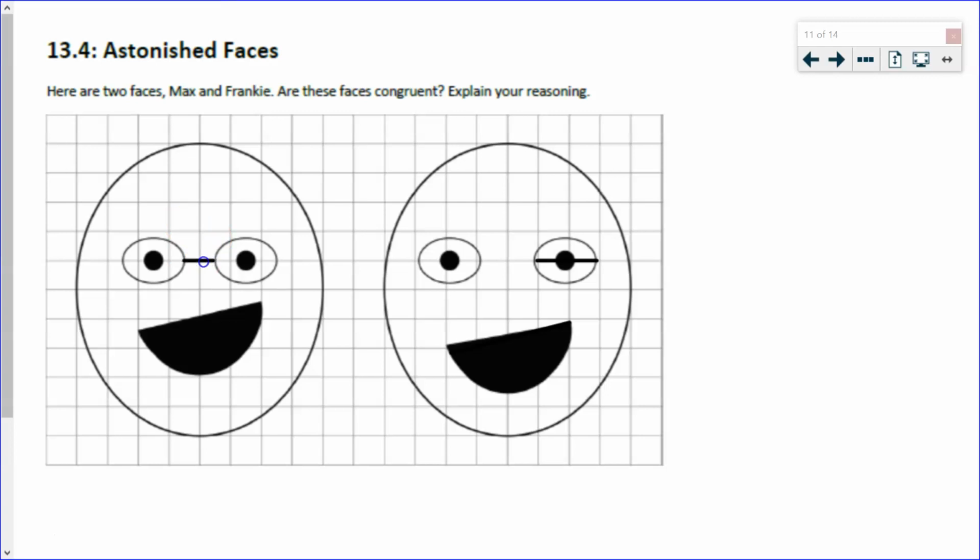So if they were congruent, how far apart should those eyes be here? 1. And are they? No. So are pieces within that face congruent? And the face shapes themselves, just the shape, not the whole, are those congruent? Yeah, probably. But are the actual faces themselves congruent? No, they're not.